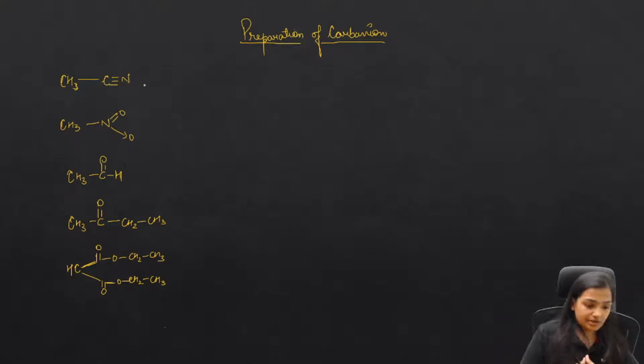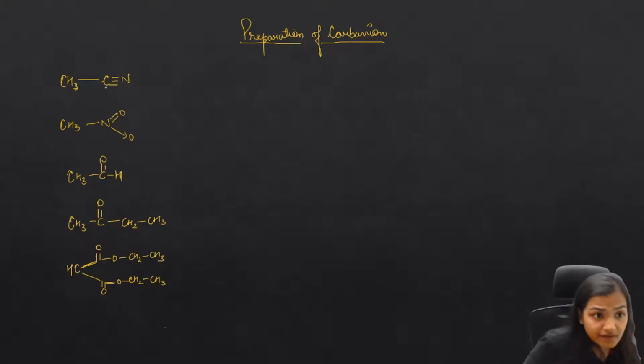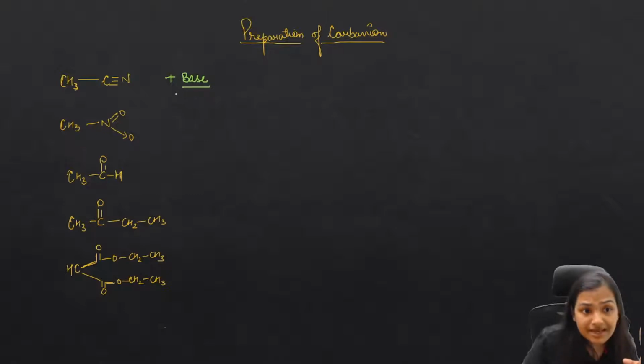Now, let us focus on this particular question: how we can prepare carbanions. Before talking about the stability of the carbanions, we have first learned what carbanions are, what their geometry is, and what their hybridization is. Now, how can we prepare them? Basically, if we have any of such molecules and we treat them with a base, you know what a base does.